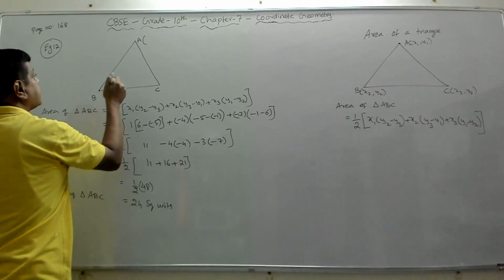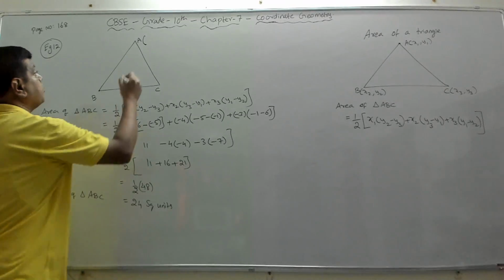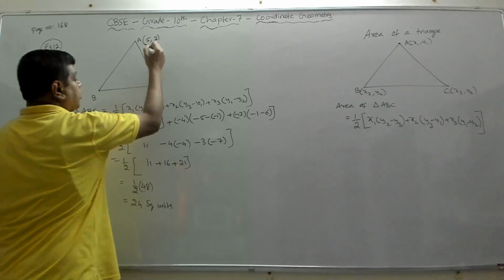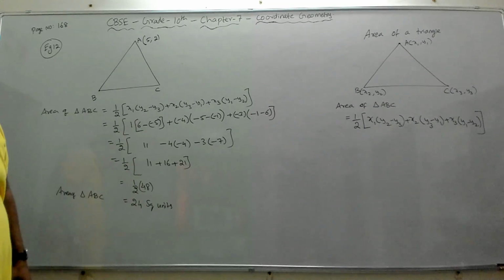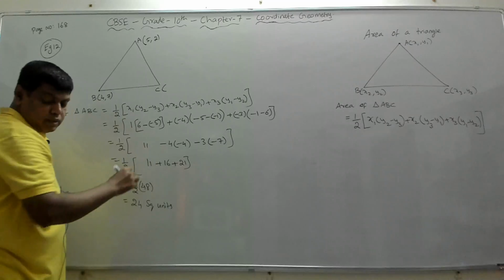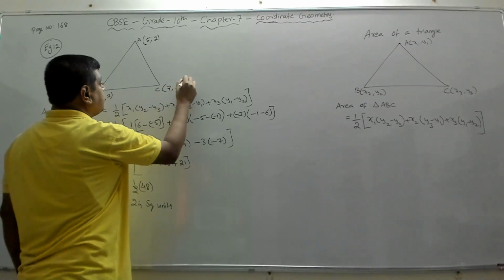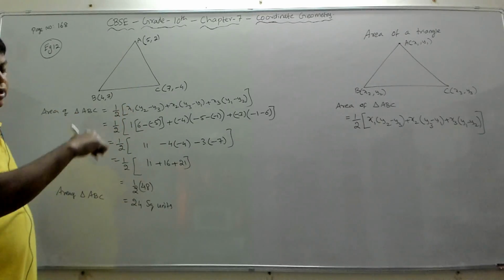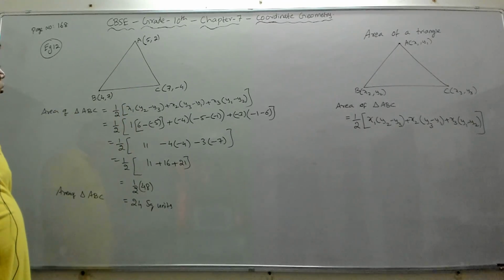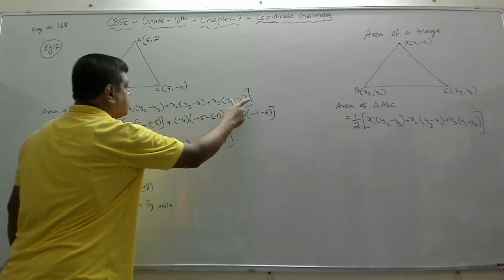So point A is given as, next problem, example 12: (5, 2), and B is given as (4, 7), and C is given as (7, -4). Now we need to find the area of this triangle where three vertices are given: (5, 2), (4, 7), (7, -4). Again, the formula for the area of the triangle is this.